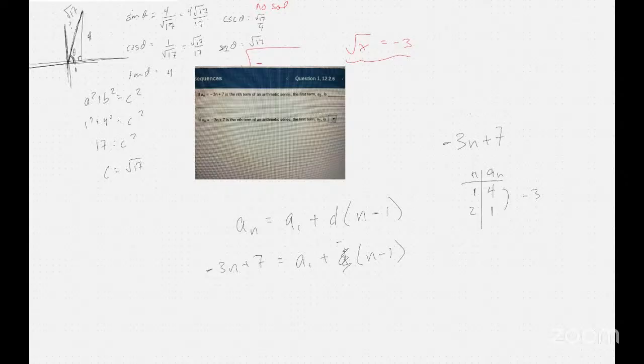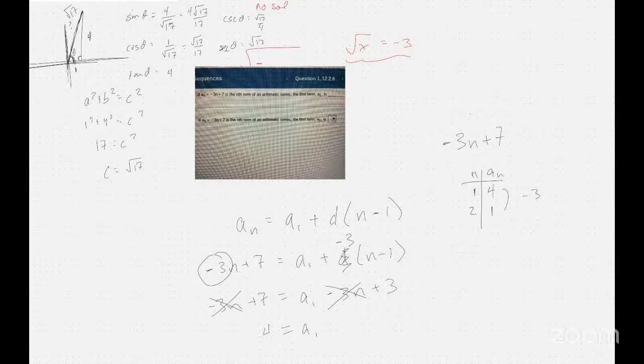So now we can go ahead and solve this, because the n's are going to cancel from both sides. A sub 1 plus negative 3n plus 3 equals 7 minus 3n. So the negative 3n's cancel from each side, and then you can just see what your a is. A sub 1 is 4. So that's one way you could do it.